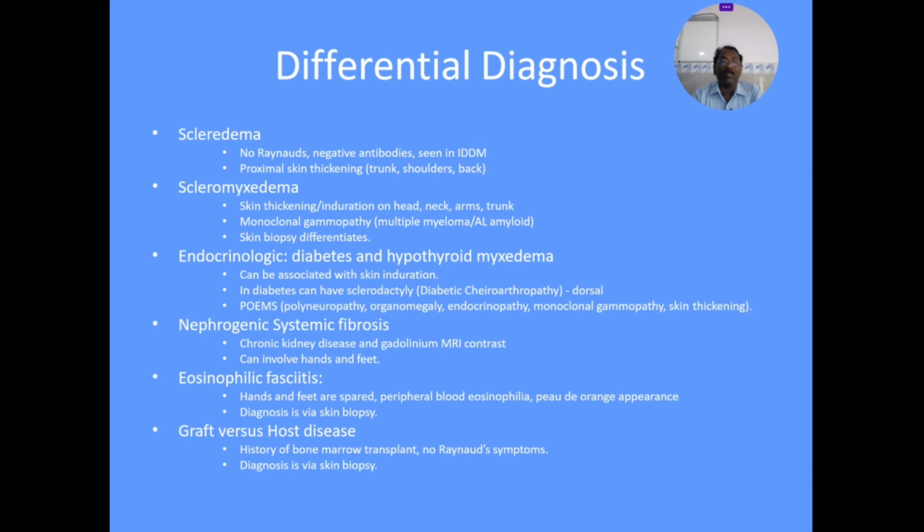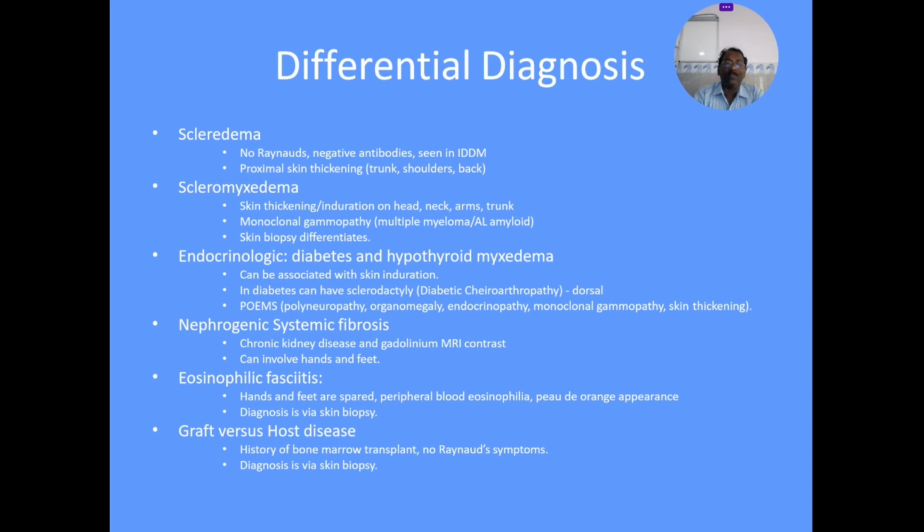And POEMS, what is POEMS? P stands for polyneuropathy, O for organomegaly, E for endocrinopathy, M for monoclonal gammopathy, and S for skin thickening. So this is in hypothyroid myxedema cases.